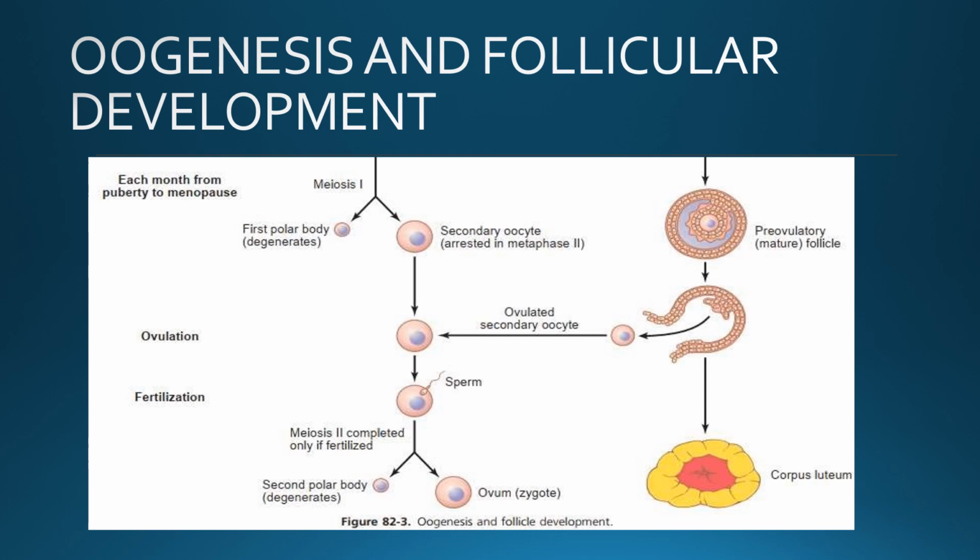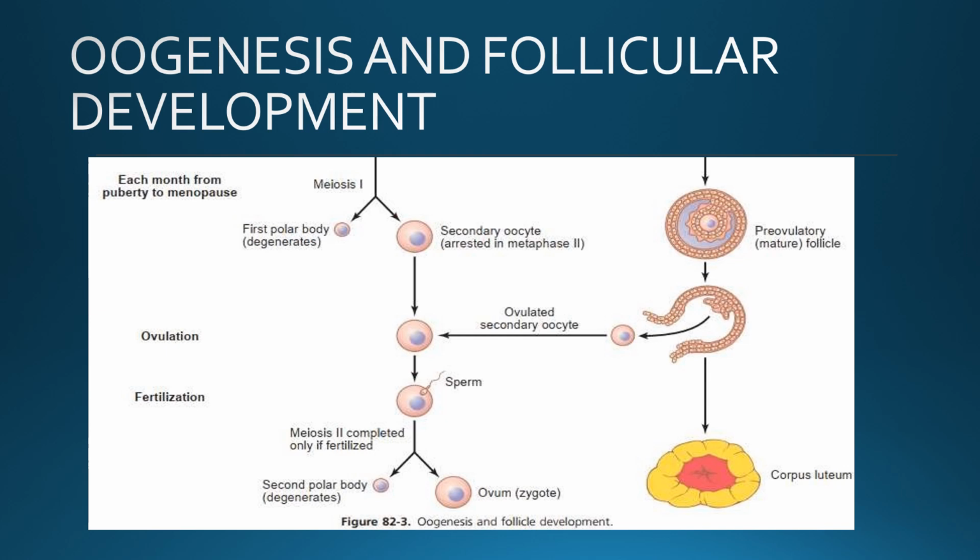At that time, the second polar body is excluded during fertilization, which again degenerates, and the fertilized ovum proceeds to form a new individual. Fertilization normally occurs in the ampulla of the fallopian tube. You can see here in the follicle, the secondary oocyte stage is the pre-ovulatory mature follicle, and the ovulated secondary oocyte will be released from the follicle. This is also called the Graafian follicle.